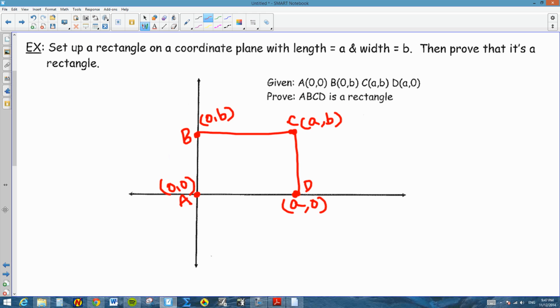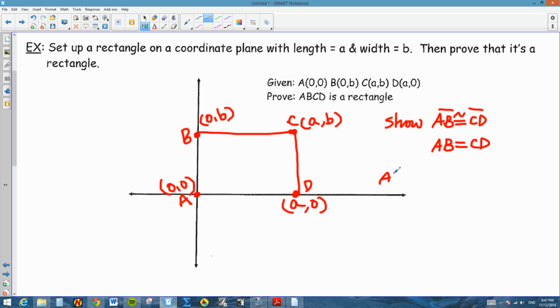So let's start from the length. How do you find the length? To prove this, you have to show that AB is congruent to CD. Instead of showing this directly, you have to find the lengths and check if they are equal. So let's find AB and find CD.